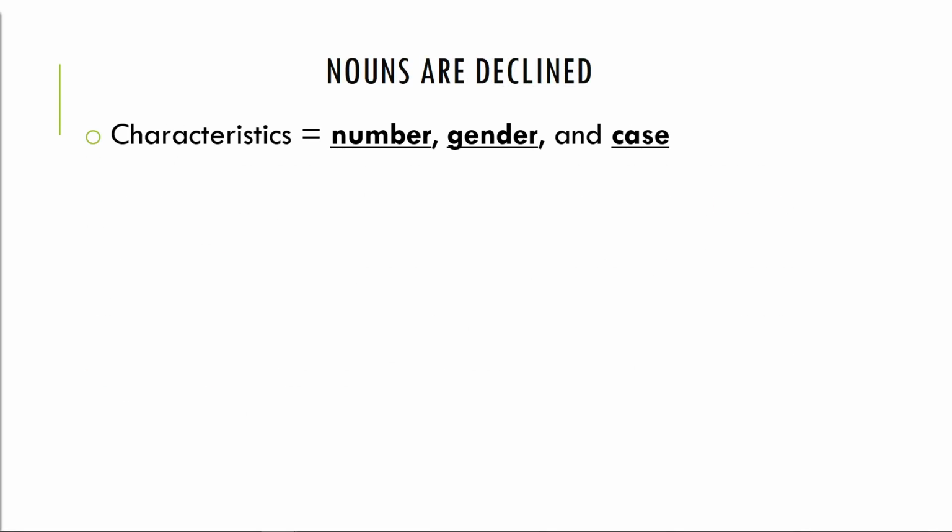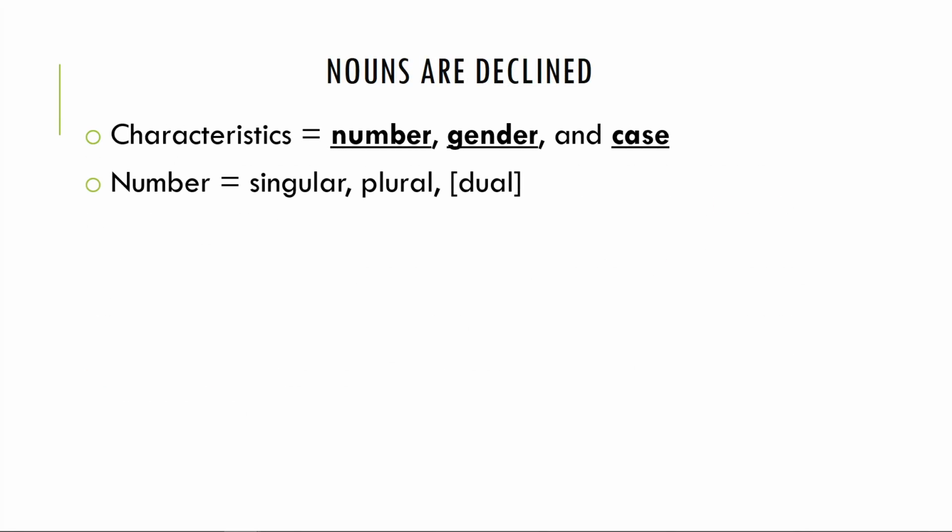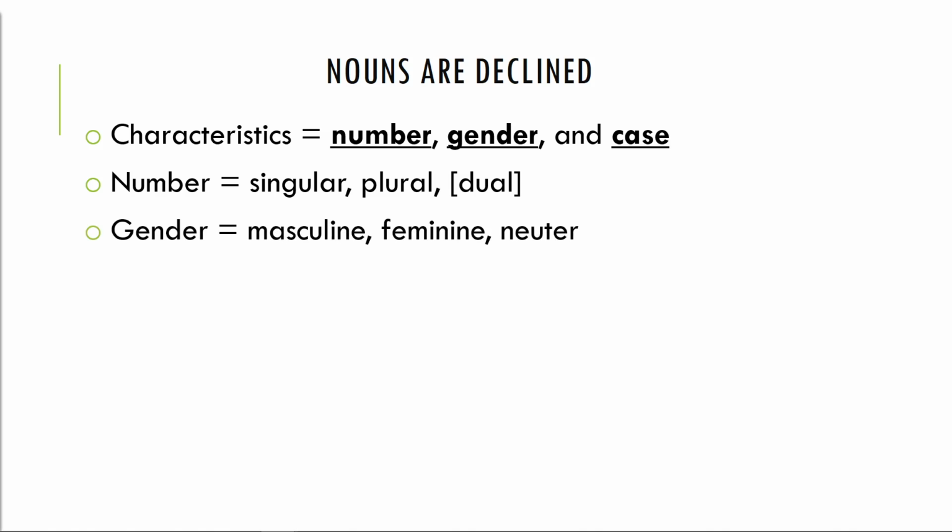Number, gender, and case. Number means simply singular or plural, although Greek also has a sneaky little number called dual. It doesn't show up very often. It refers to when two people or two things are acting. It will show up very, very rarely, more in poetry than in prose, but be aware. By gender, we simply mean masculine, feminine, or neuter. Now, the gender of a word isn't necessarily obvious by its meaning, just like in gendered languages today, for example, German.